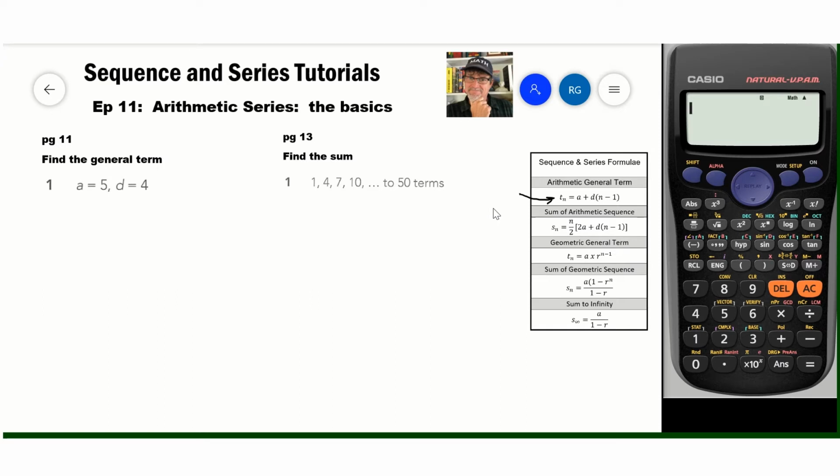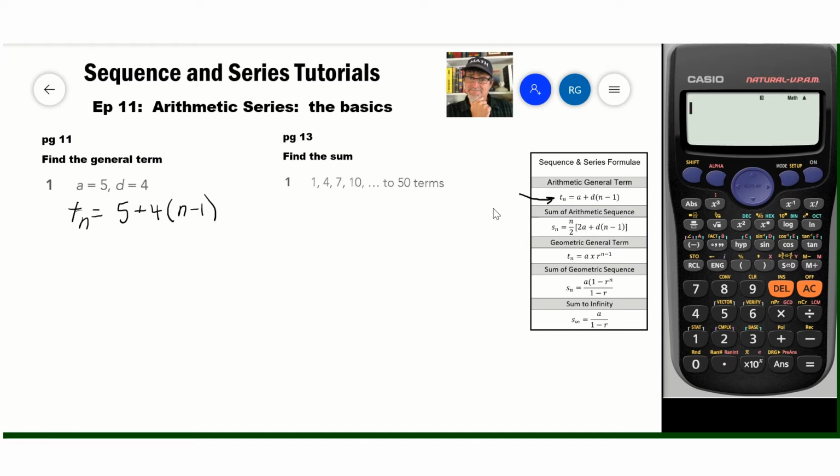One thing that's going to be happening in a general term is that you're going to substitute in the numbers for your a and your d, and then you're going to have an unknown n, because that's the n that you would plug in to find the term in that sequence. So let's go ahead and try that. So we have t n equals, and then you're going to put your a, right? That's 5 plus d times n minus 1.